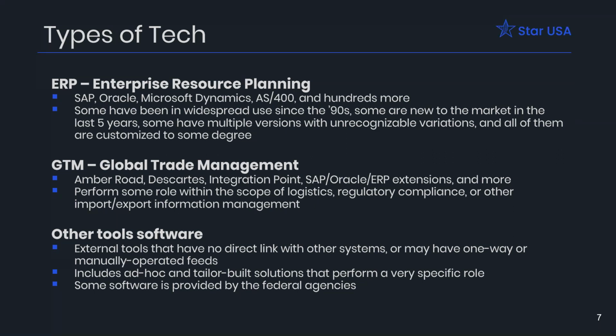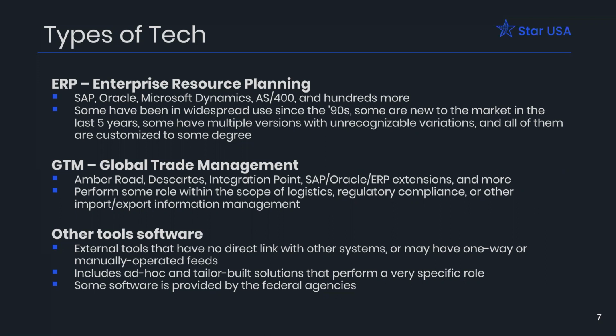Moving more into our industry software, global trade management software exists in the marketplace, and there are a lot of different variations on this. Some of the most notable names that I see in play a lot are Amber Road, Descartes, Integration Point, and then SAP, Oracle, and other ERP systems will have their own extensions that are meant for global trade management. Some of these GTM softwares perform a role within the scopes of logistics. Sometimes it's regulatory compliance. Sometimes it's just other import-export information management. But it's important to recognize that there are a variety of different tools out there that exist. And on top of those, we've got other tools and software.